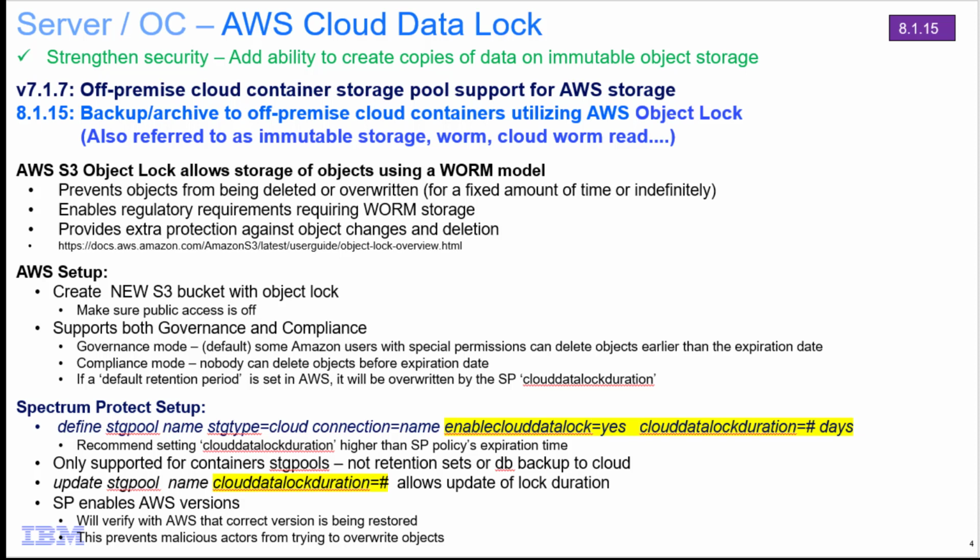Hi, welcome to this demo of IBM Spectrum Protect version 8.1.15 and our new support of AWS Cloud Data Lock. AWS's Cloud Data Lock will help strengthen your security by adding the ability to create copies of data on immutable object storage. Now, back in version 7.1.7, we introduced the support for off-premise cloud container storage pool for general AWS storage. And now we're introducing the ability to send our backup and archives to the AWS Object Lock buckets.